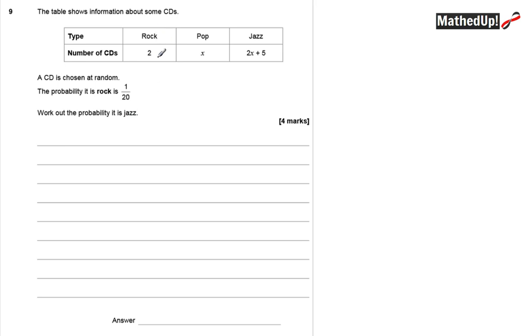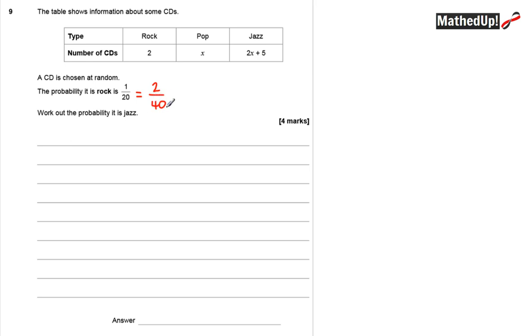So the probability of being rock is 1/20th, and because 2 people like rock, it would be more convenient to write it as 2 out of something. Because that's 1 out of 20, we can write this as 2 out of 40. So that's 1/20th, and we're going to write it as 2/40ths. Now that's useful because the 40 tells us how many CDs there are altogether. We know 2 of them are rock, x 40ths are going to be pop, and 2x plus 5 40ths are going to be jazz.